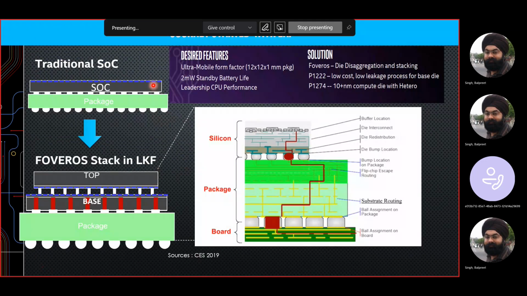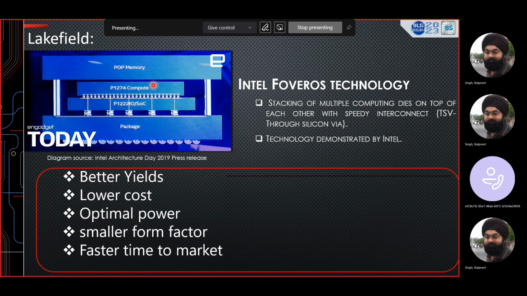Now let's take this picture a little more electrically. There is latency.